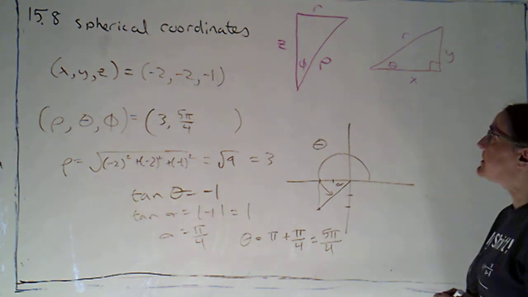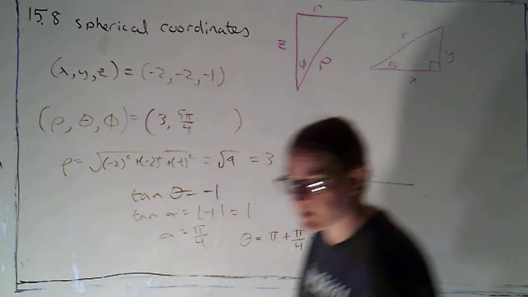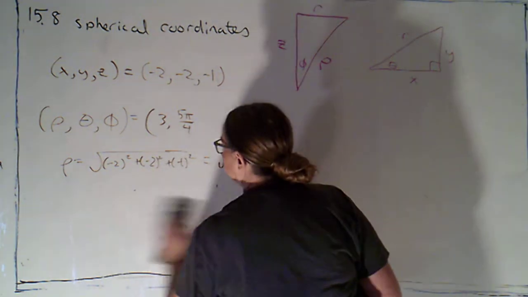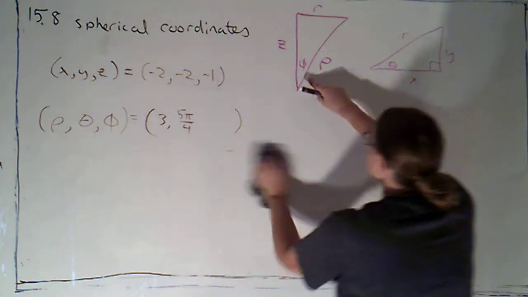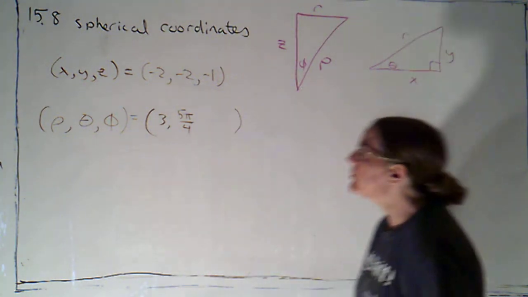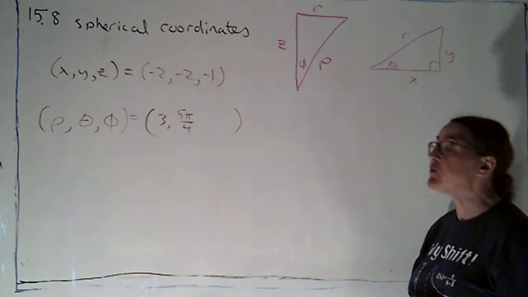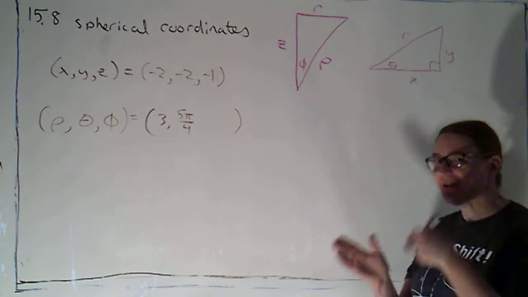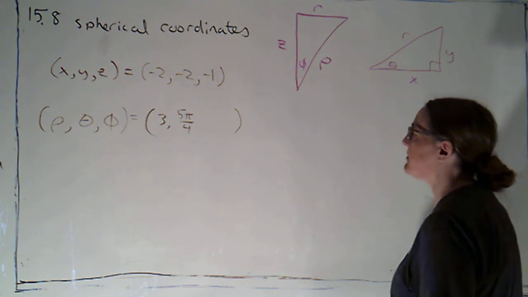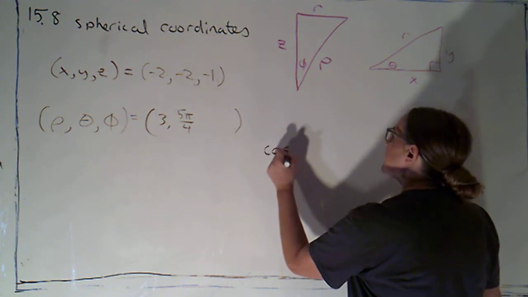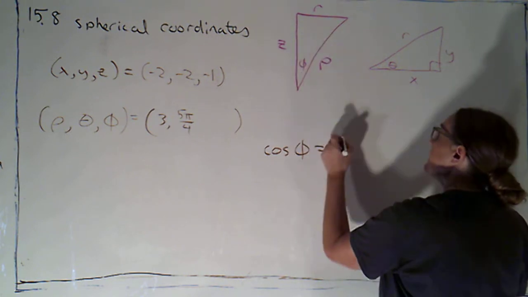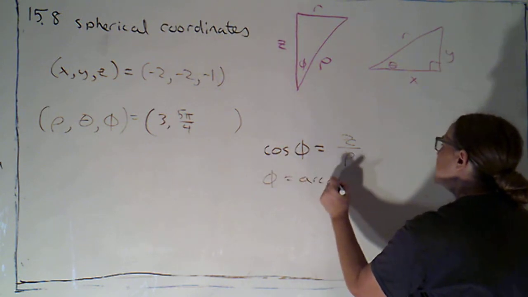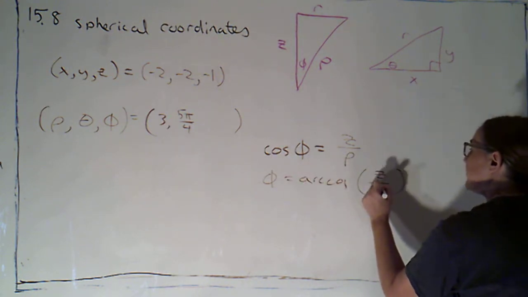So all that's left is for us to get phi. In figuring out phi, I'm going to be working with this triangle here. And remember, we decided that it was most helpful to work with cosine, because phi is taking on values between 0 and pi, and inverse cosine also takes on values just between 0 and pi. So what I know is that cosine of phi is just going to be z over rho. Phi is going to be arc cosine then of z over rho.